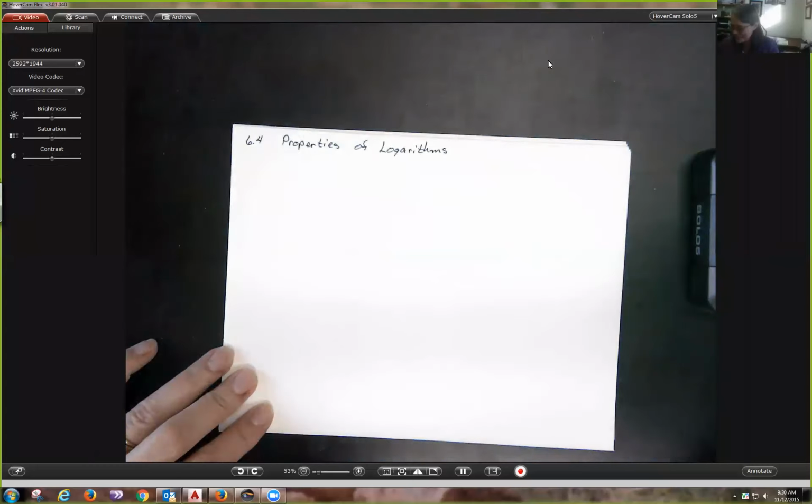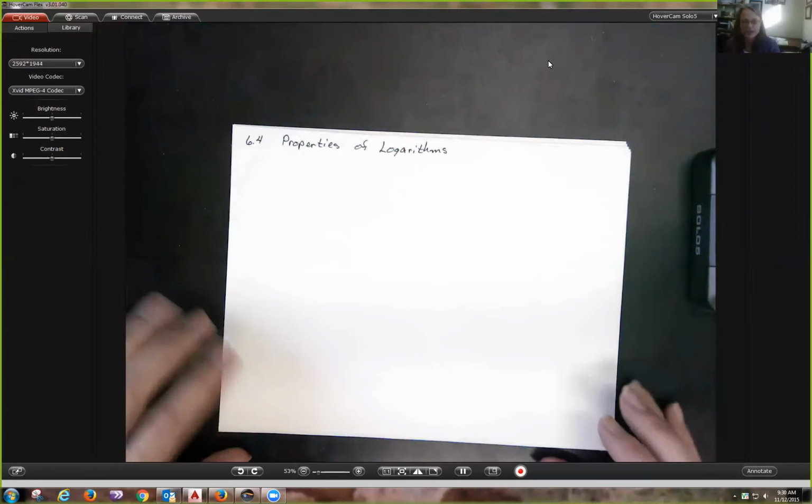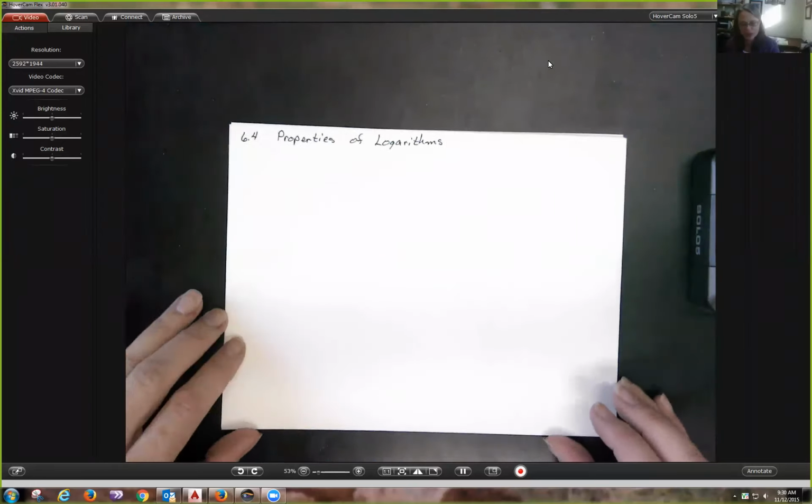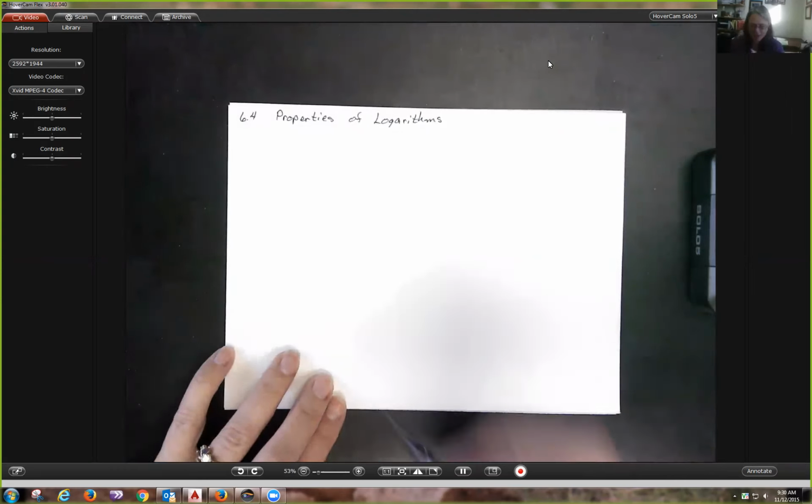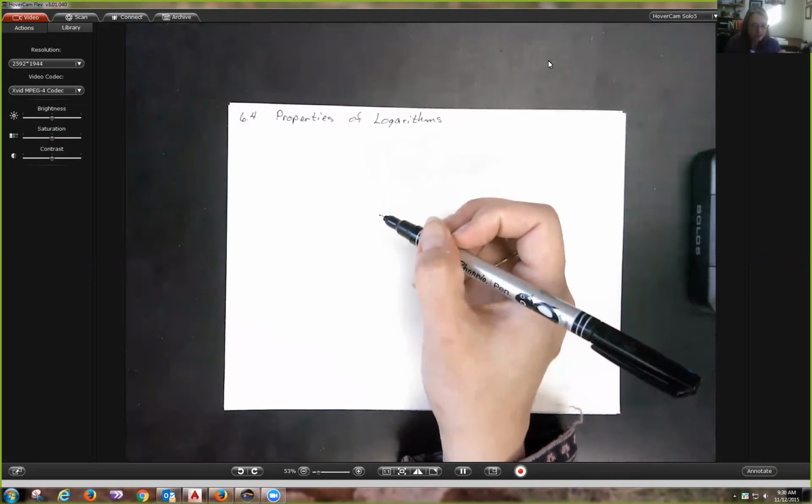Hi, welcome back. We are going to talk about properties of logarithms. So last section we learned what logarithms were and how they were related to exponential functions. Today in this video I want to talk to you about the properties of logarithms. And this is important because we're going to start combining them.